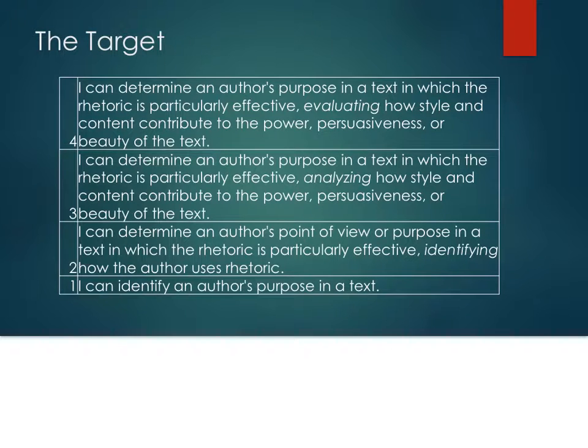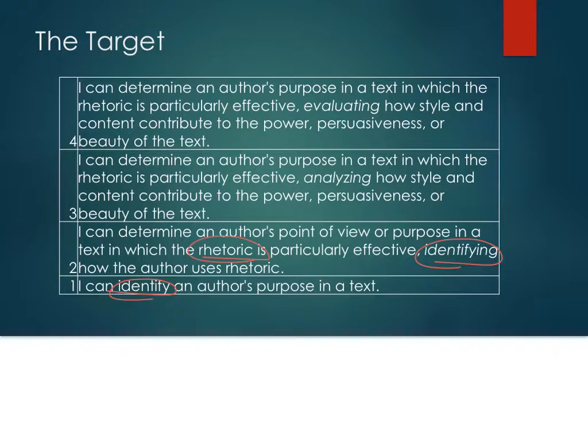Taking a look at the target, this is another one that really builds from that one level. At the one level, you can identify an author's purpose in a text. Basically, you're going to be able to give me at least one sentence as to why the author wrote what they did or said what they did, and you'll be accurate, of course. At the 2 level, not only can you identify the purpose, but you can also take a look at the rhetoric. At the bare minimum, you're identifying how the author uses it.